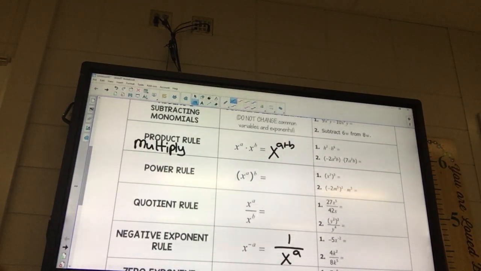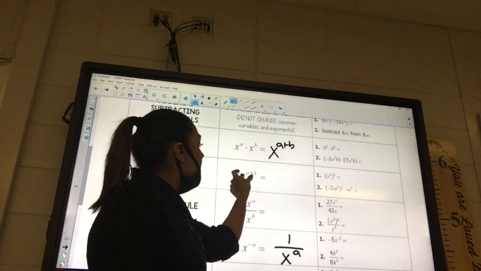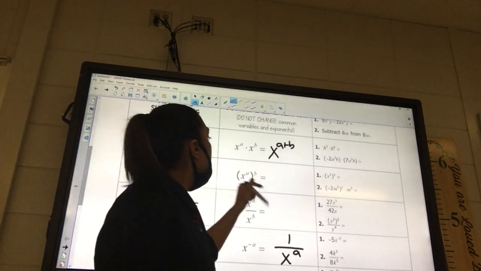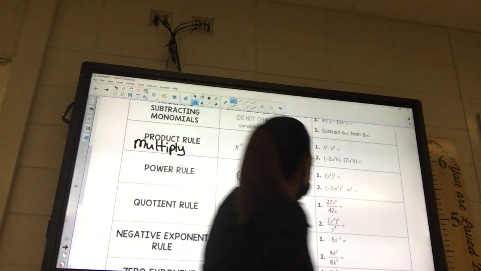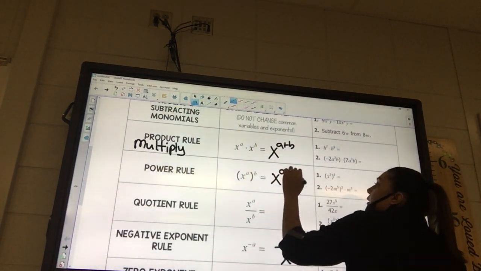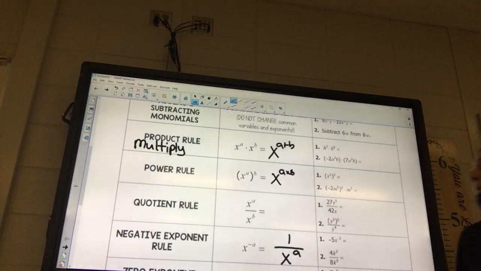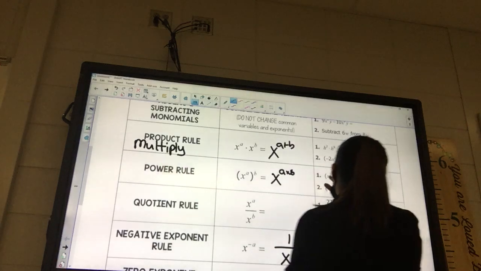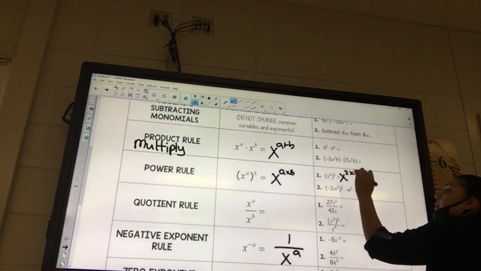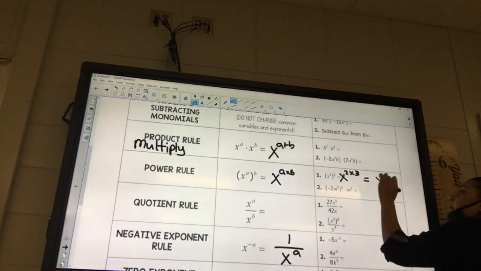Okay, so the power rule says that if we have, see how this other one is sitting outside the parenthesis? It really is x to the a times b. So if we were to look at this, it's going to be x to the 2 times 3, which is what? 6. Yeah, it's going to be x to the 6.